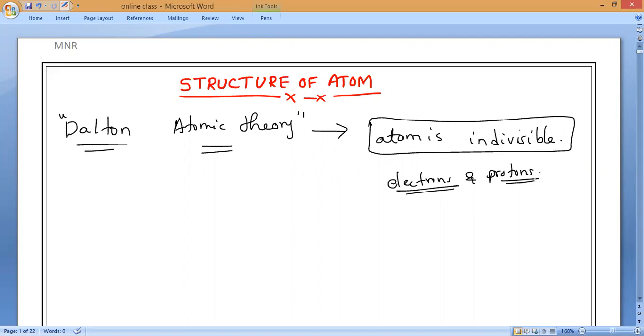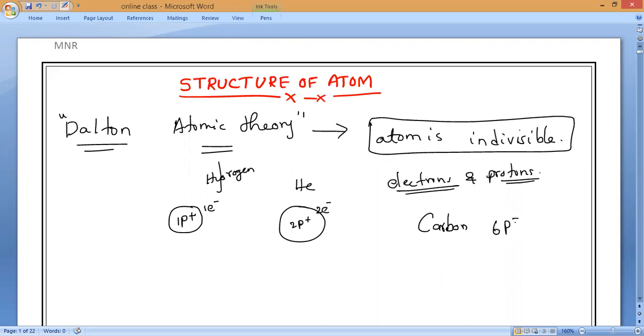There are many such drawbacks of Dalton's atomic theory, which we already studied. Next, the electrical neutrality of the atom proves that there are an equal number of electrons and protons in every atom. If you take a hydrogen atom, it has one proton and how many electrons? One electron. A helium atom has two protons and two electrons. A carbon atom has six protons and six electrons. So that is why atoms are electrically what charge? Positive, negative or neutral?